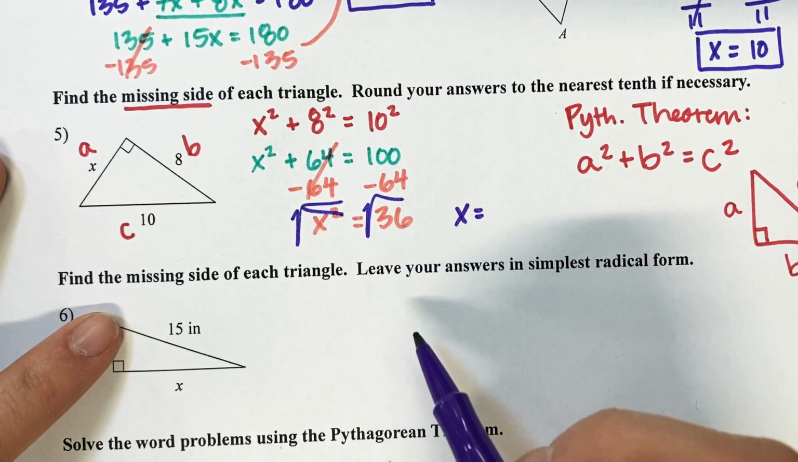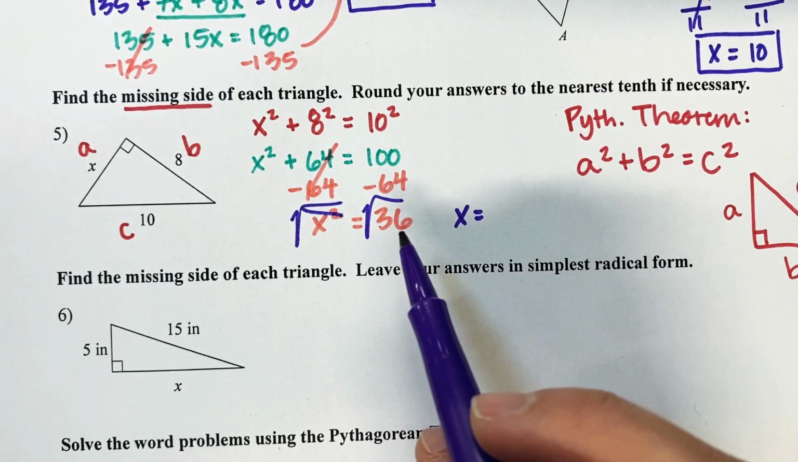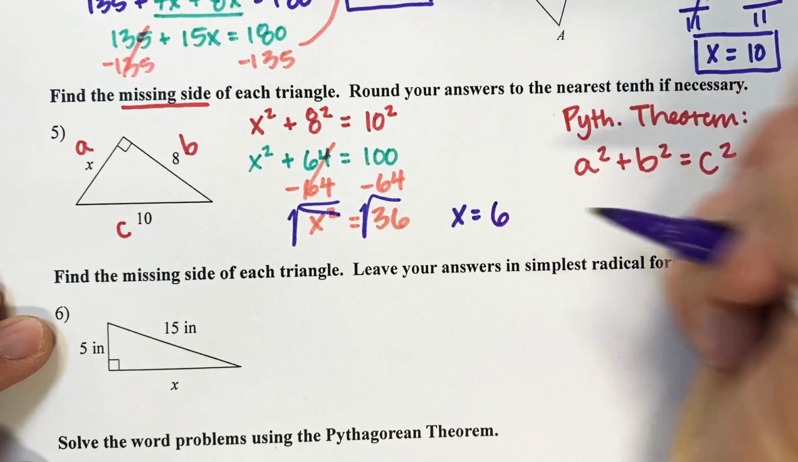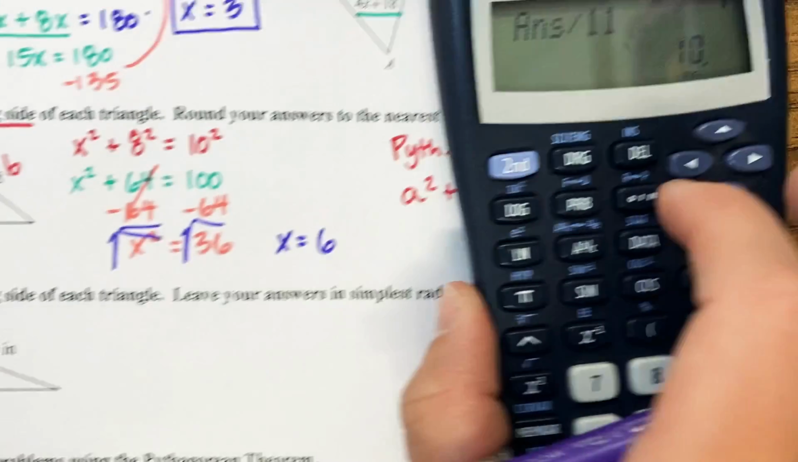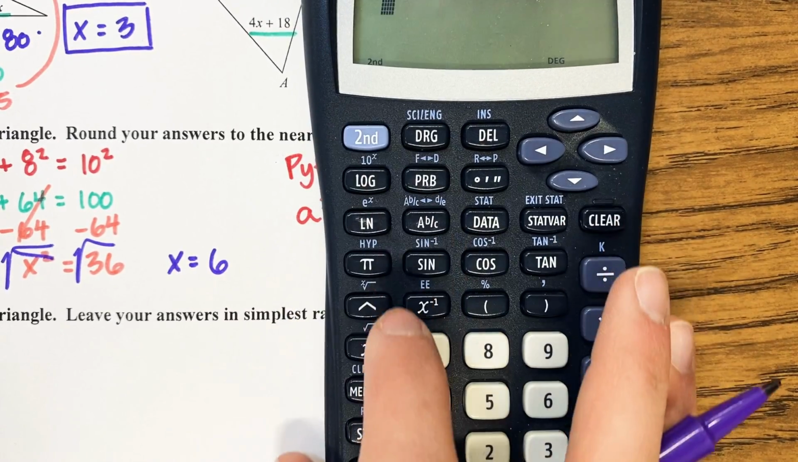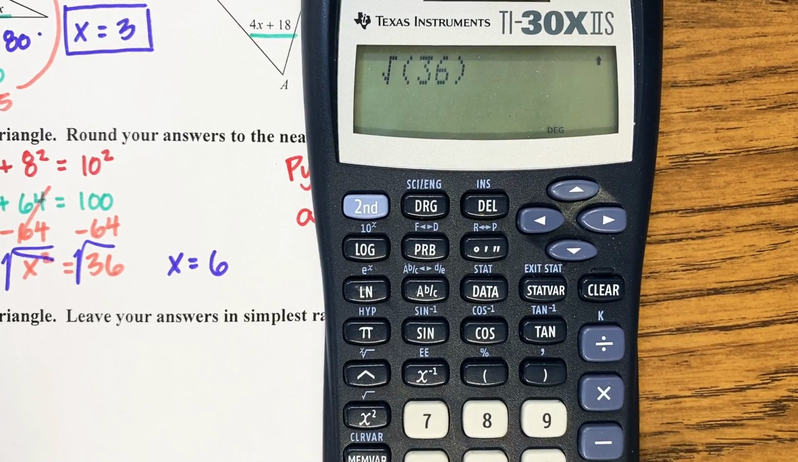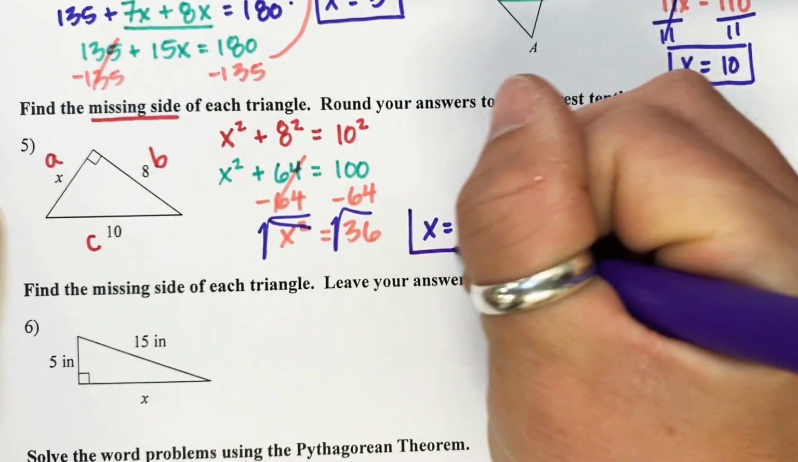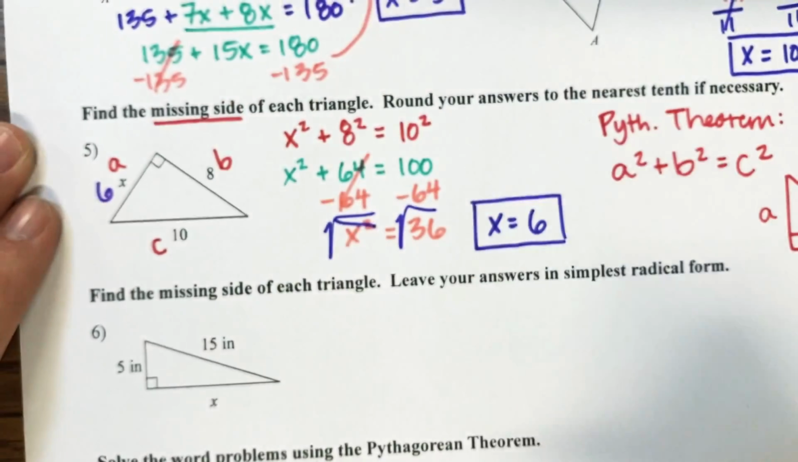And what is the square root of 36? What is the number that multiplies by itself to give me 36? We know that 6 times 6 is 36, so the square root of 36 is 6. If you have a calculator, which you're more than welcome to use, you can do our second button, find the square root symbol, 36, and we get 6. So our missing side of our right triangle was 6. That side right there.